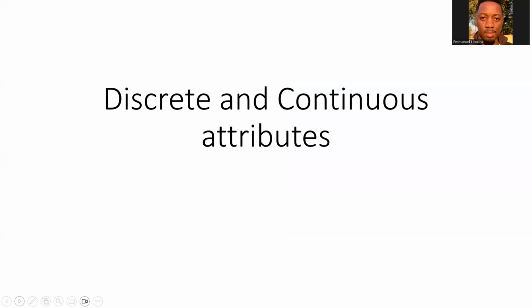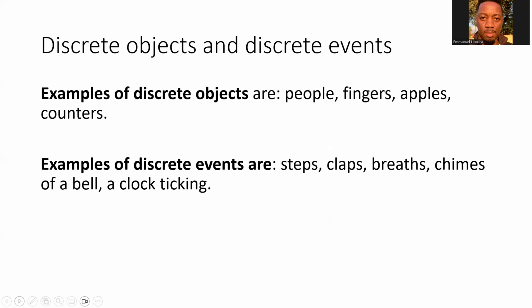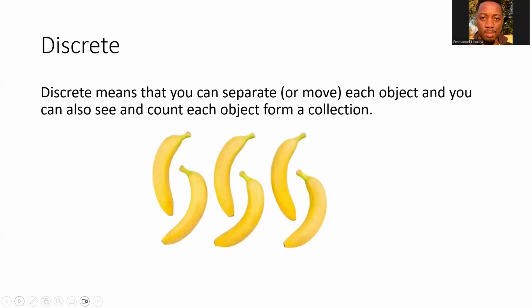Okay, so there are discrete and continuous attributes, which also form part of the cardinality. So what are the discrete? Discrete means that you can separate or move each object, and you can also see and count each object from the collection. For example, here, I can count the number of bananas. There are 6 bananas and they can be separated one by one and counted one at a time.